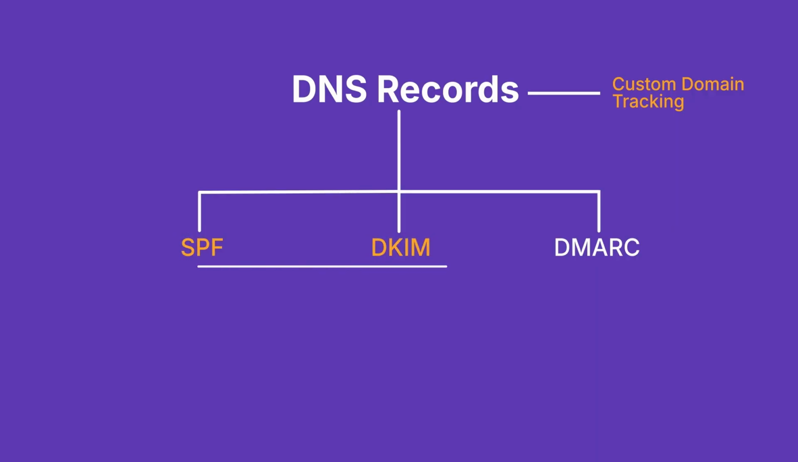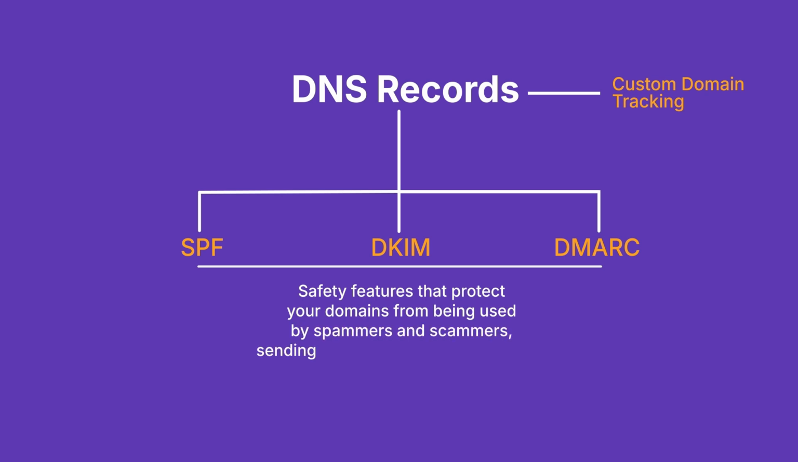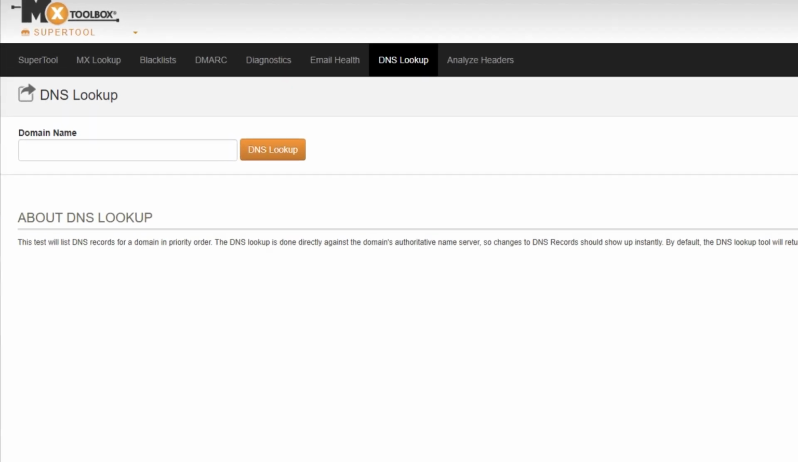Now you may be wondering, what are those DNS records and how do you set them up? SPF, DKIM, and DMARC records are basically safety features that protect your domains from being used by spammers and scammers sending phishing emails on your behalf. You don't really need to know how they work and what they do as long as you have them set up correctly. To check if your domain has the required DNS records set up properly, simply use any free domain checker like MX Toolbox or Warmup. If you're wondering how to set up DNS records, worry not. In a bit, I'll show you how to do all of it automatically.